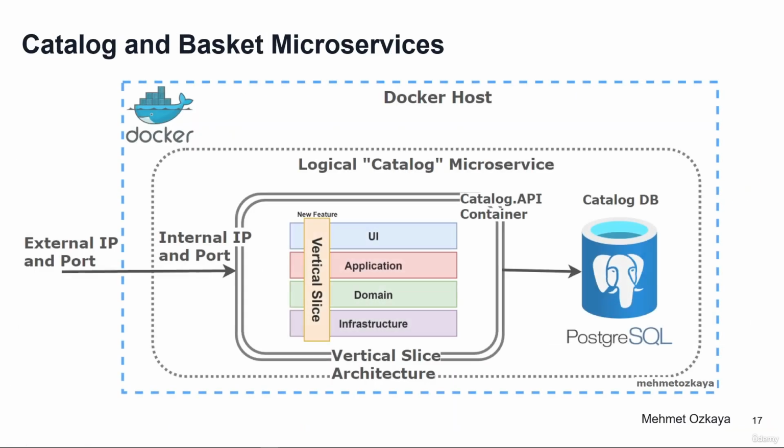For example, let's see our catalog and basket microservice internal architecture. They leverage the vertical slice architecture, dividing functionality into manageable independent features. You can see that in a vertical slice architecture, each feature is a self-contained slice that can be developed and tested in isolation, optimizing for agility and maintainability.